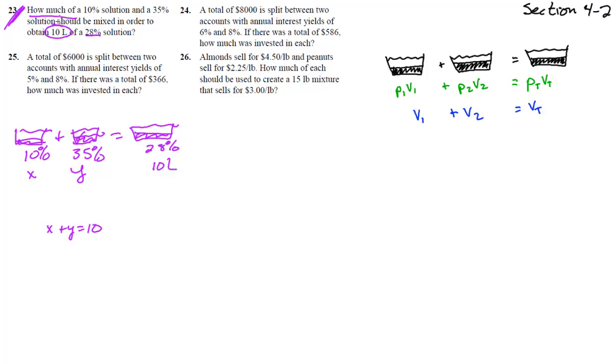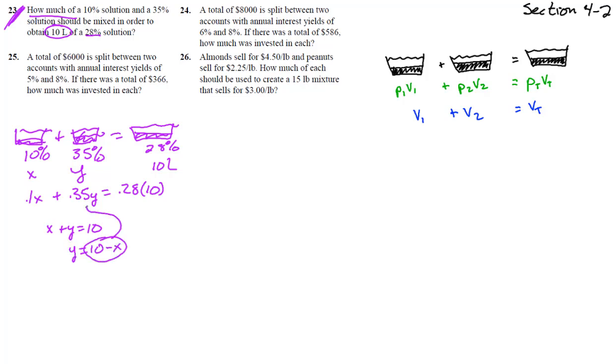And this one, how much? Oh yeah, this top equation right here. So 10% of X, 0.1X plus 0.35Y has to equal 0.28 of 10. So we now have two equations and we have two variables. That means we know how to solve this. Substitution or elimination? Substitution looks good.